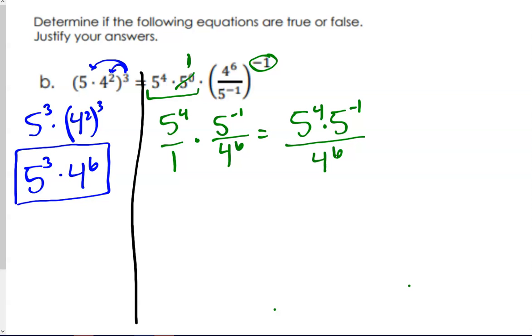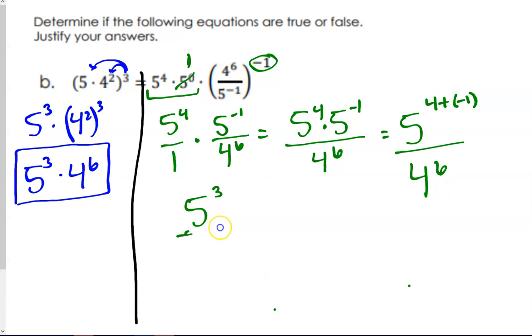We're almost done, but not yet. I have two bases that are the same, both 5s being multiplied, so I'm going to be able to add my exponents. So that is 5 raised to the 4 plus negative 1, all over 4 to the power of 6. 4 plus negative 1 is 3. So I have 5 cubed in my numerator, and my denominator is still 4 to the 6th. And that's as simple as it gets.